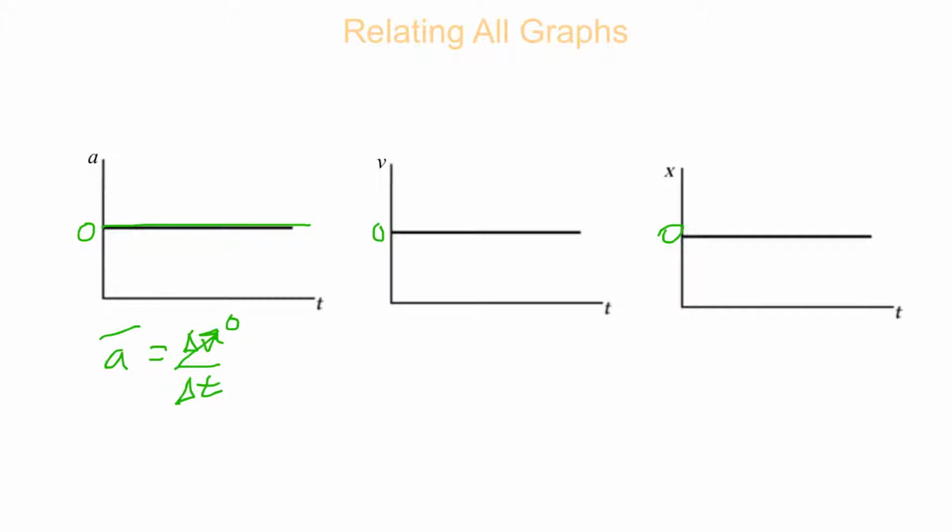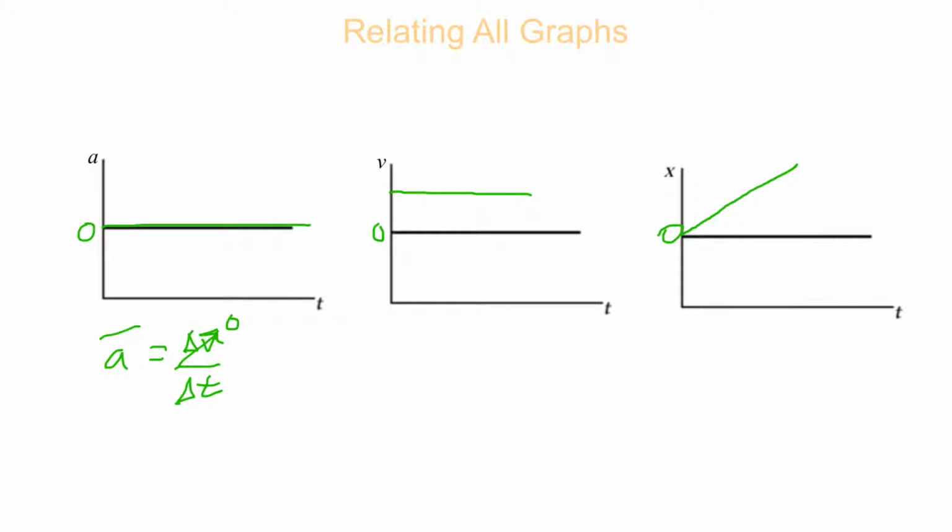So if the velocity is constant, and let's say that it's positive velocity moving in the positive x direction, then the graph would look like that. And then our position would have to be a positive slope, alright? And notice it is linear, it's a straight line, or as straight as I could draw it.